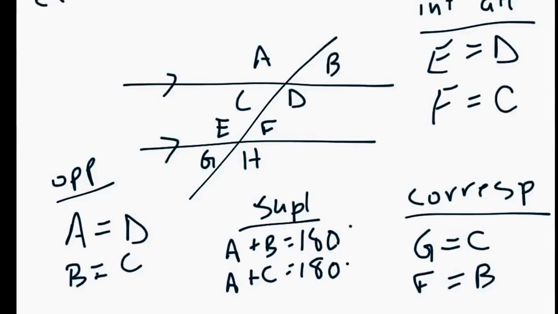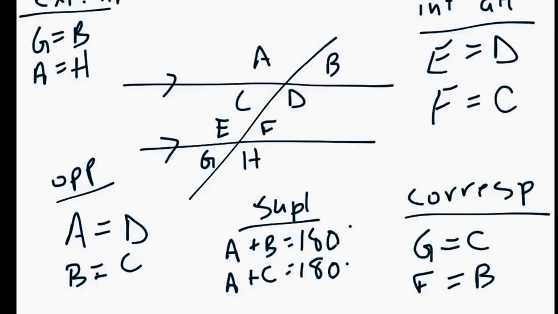And our last one was exterior alternate, and those would be on the outside. So G and B are exterior alternates, and they're the same, and A and H are exterior alternates being the same. So you can see we got lots of different choices.